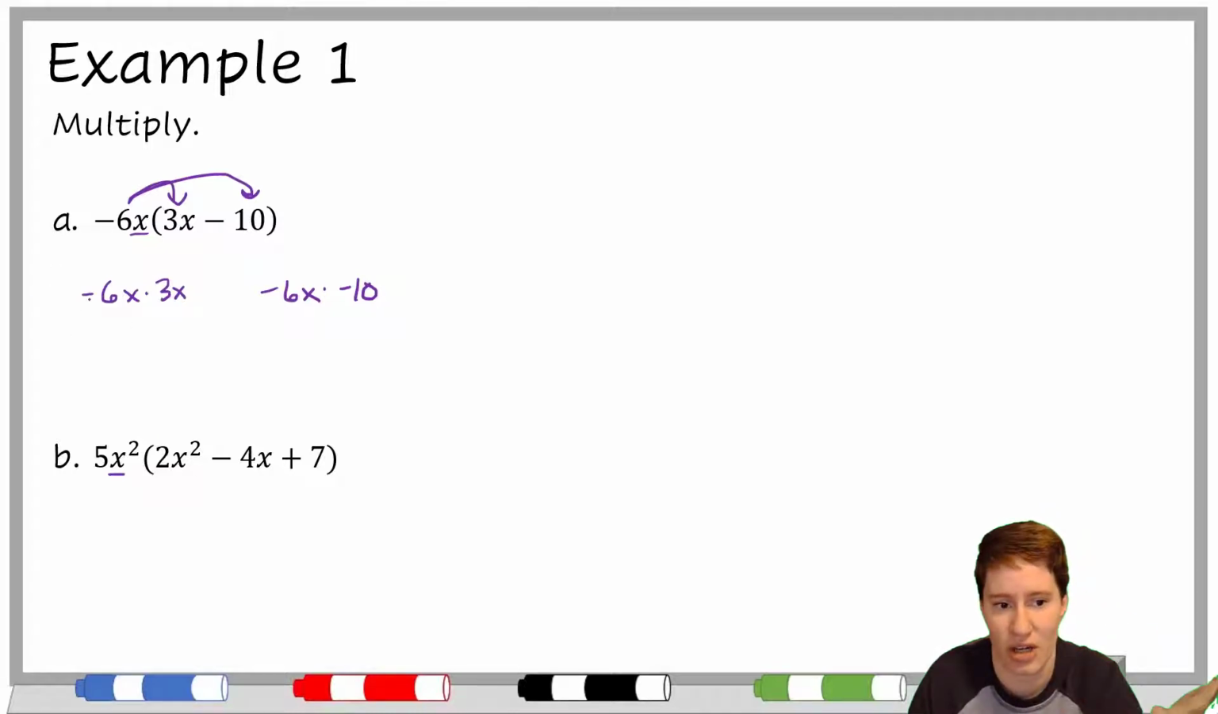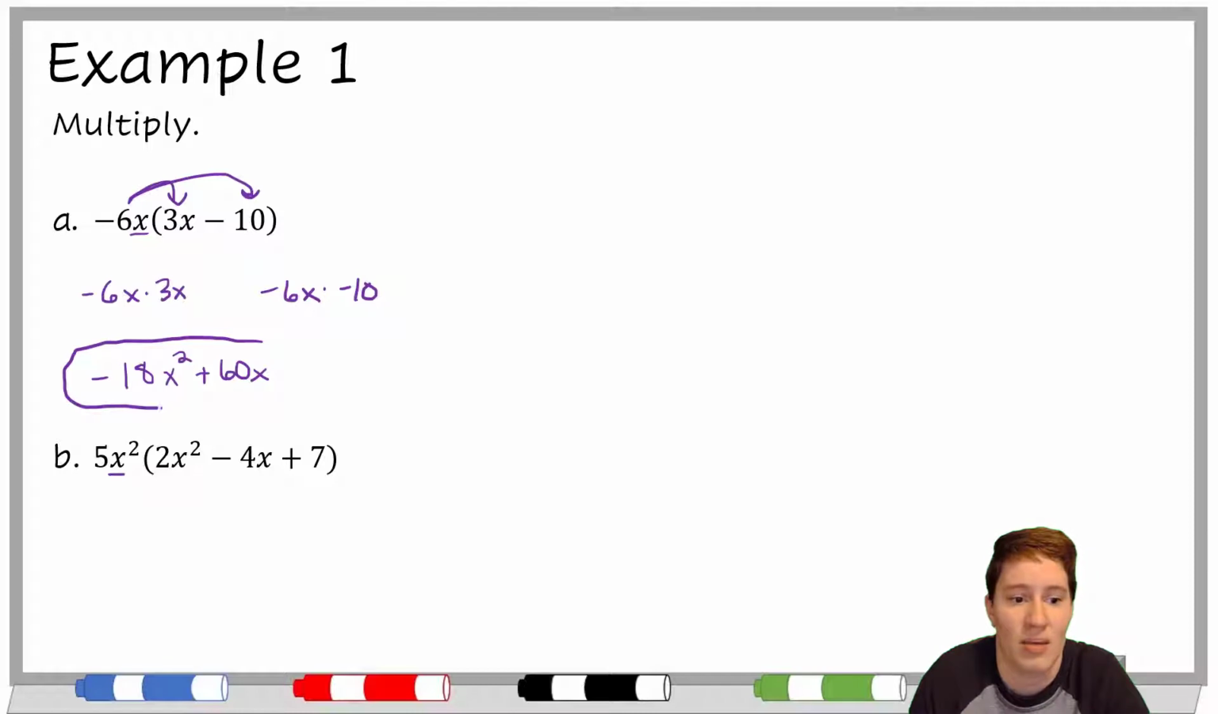You can just think in your head, okay, negative 6 times 3 is negative 18. X times x gives me x squared, so that's the first term of my answer. And then negative 6 times negative 10 is a positive 60, and the x just stays because there's not another x to multiply with it. This right here is my answer, and I'm done, right? So that hopefully is pretty easy.